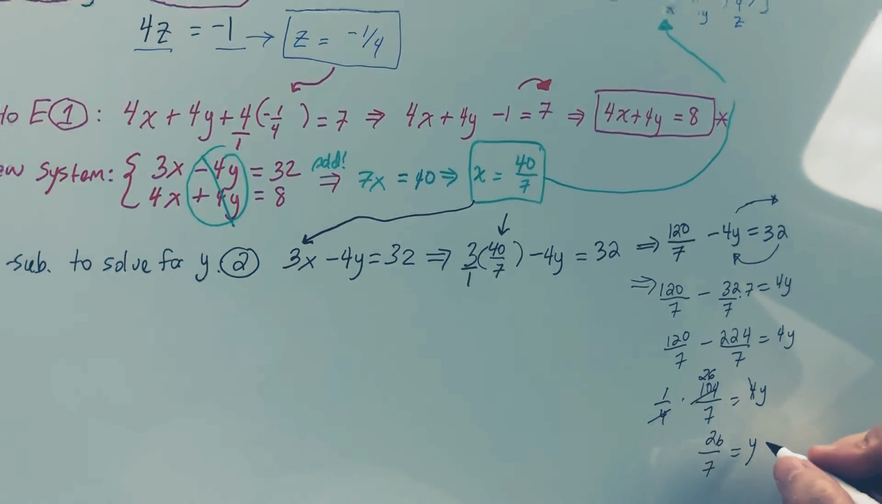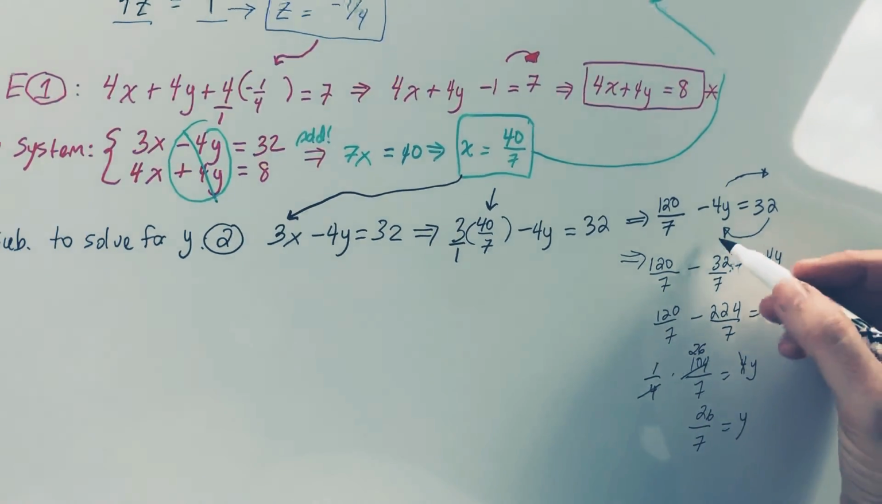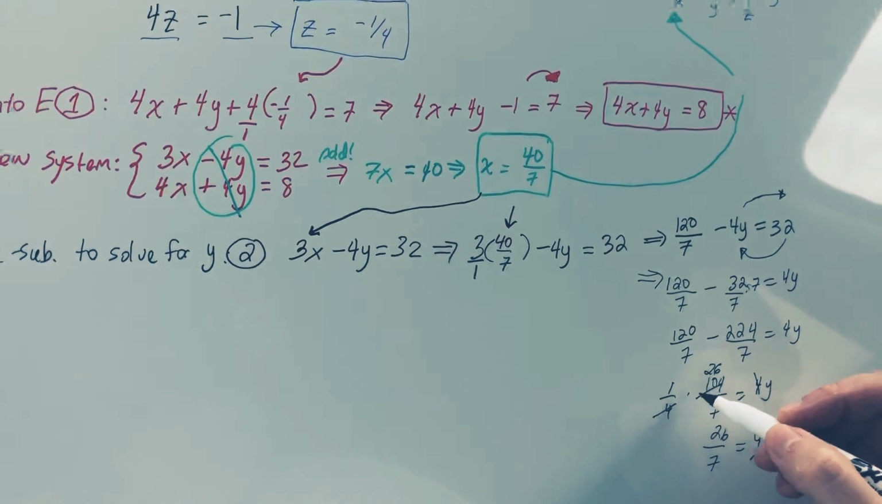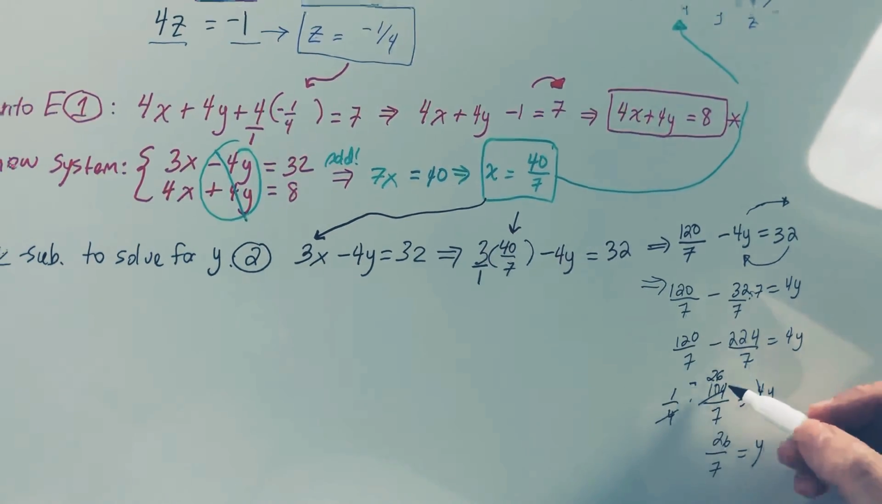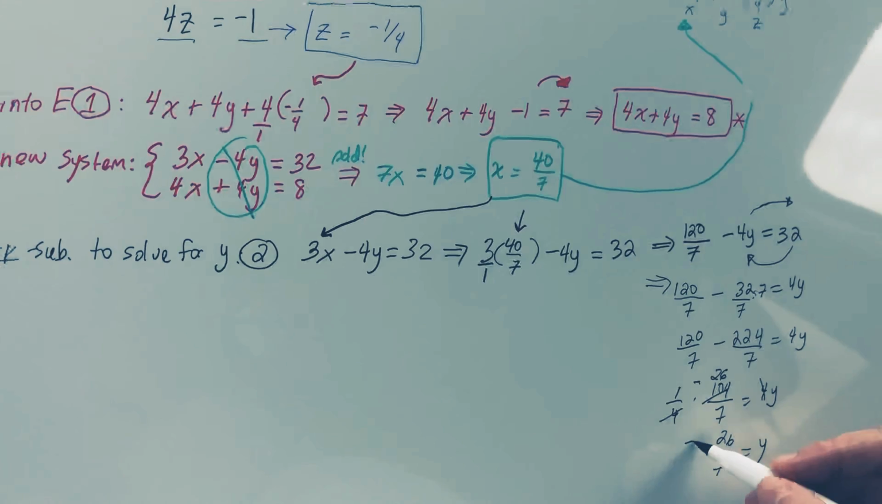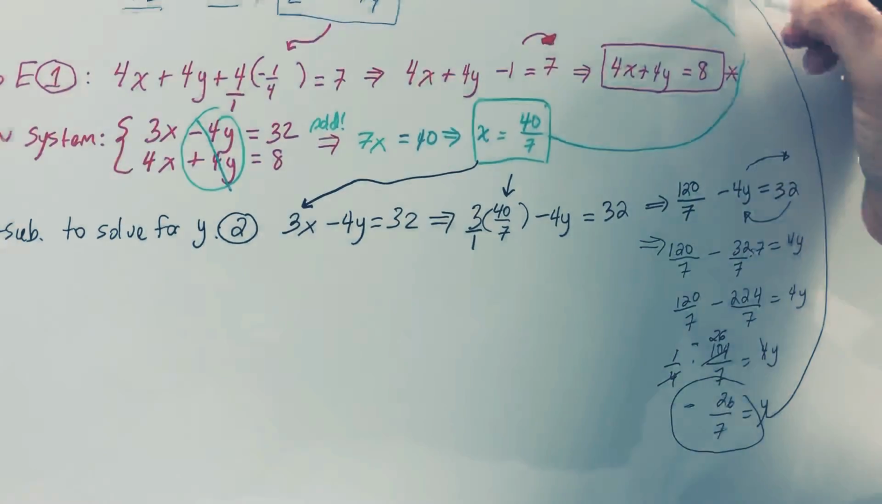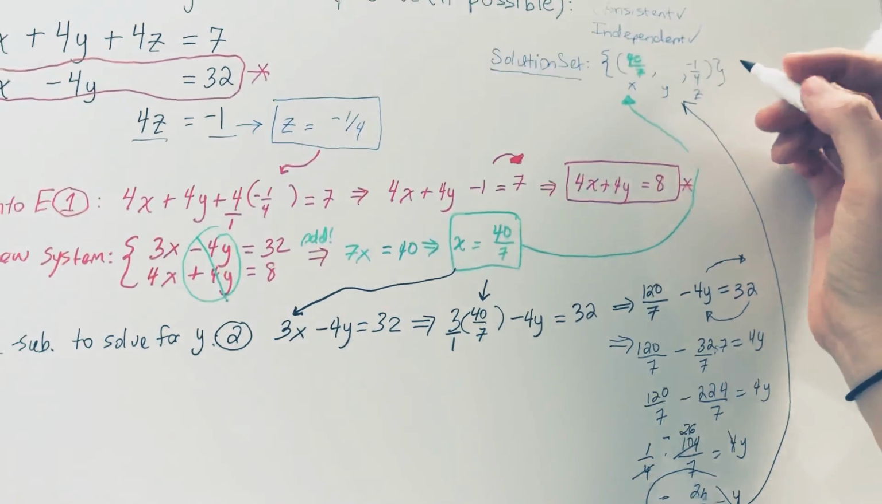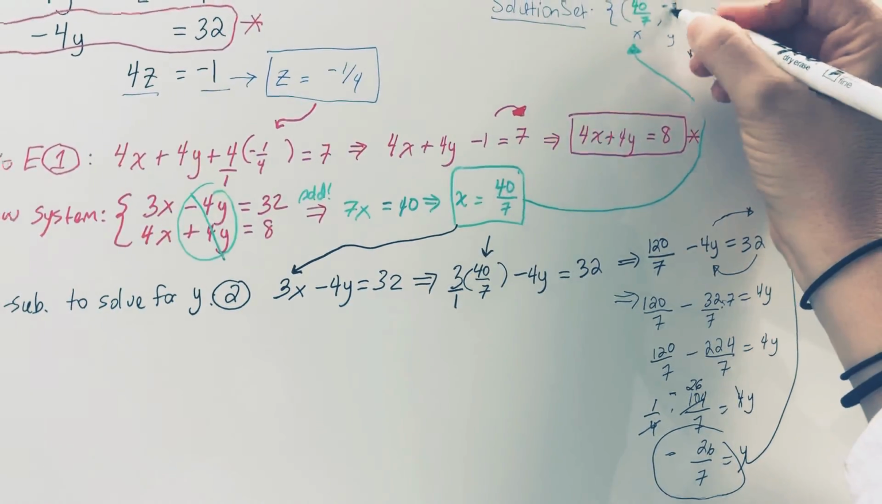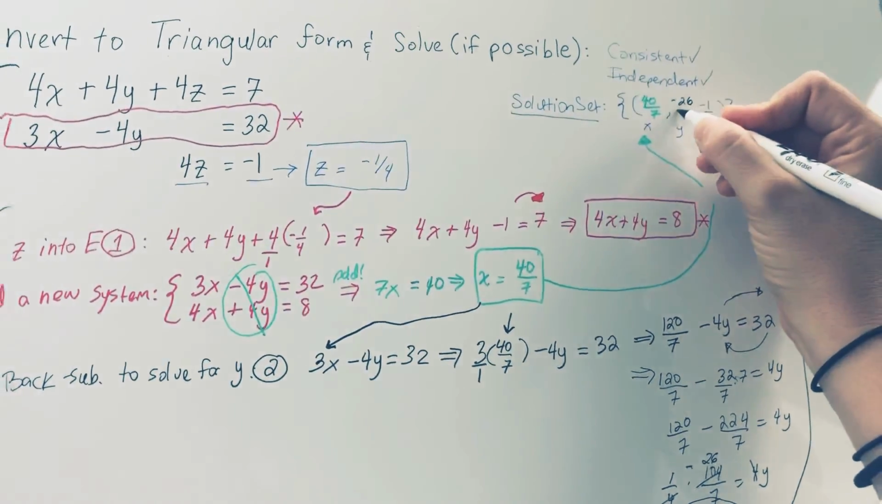Now let's make sure I got my sign right. I think I did notice a sign error here. That was a negative 224, so this should have been a negative, bigger number, right? Negative 26 over 7 would be the correct answer. Okay, make sure that I copied that right. So now we've finished our ordered triple. Negative 26 over 7 is our y value here.